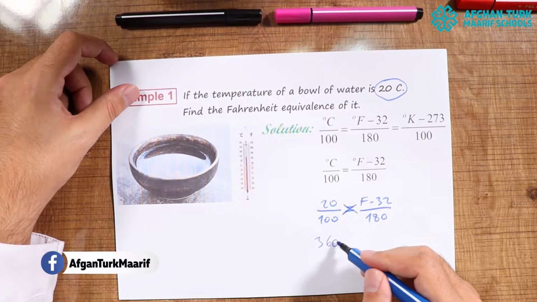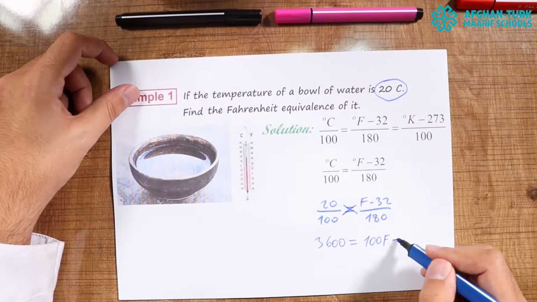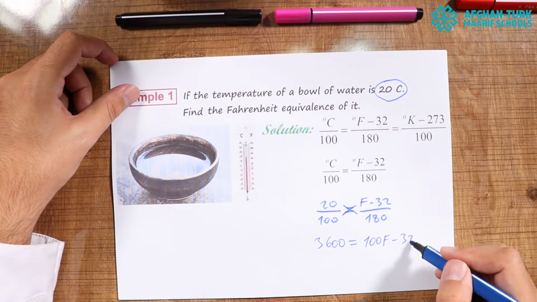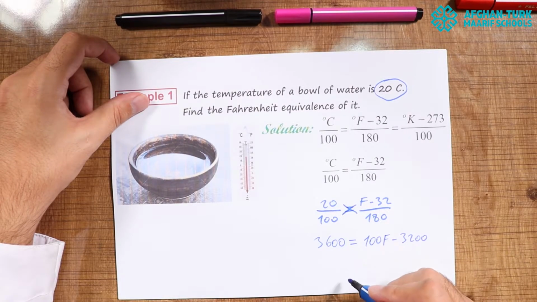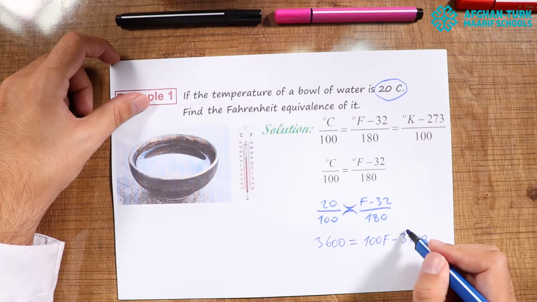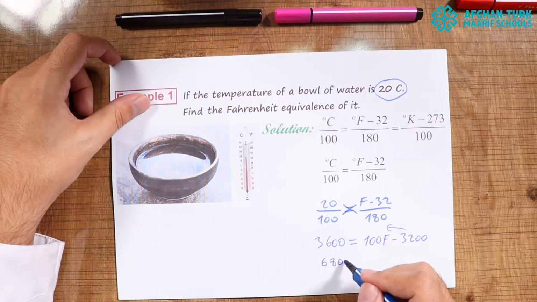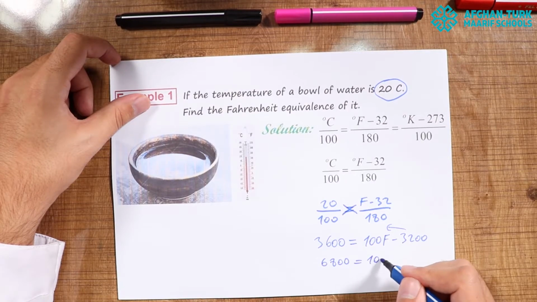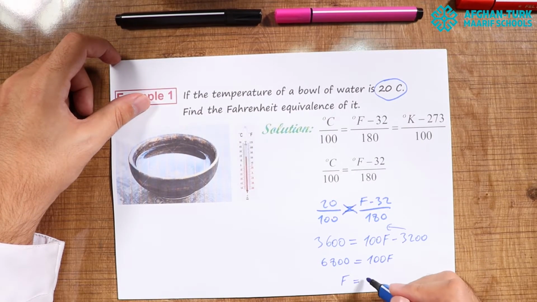3,600, that's equal to 100F minus 3,200. And from here, if I send this one to the other side, I will have 6,800, that's equal to 100F. And from here I can find F as 68.